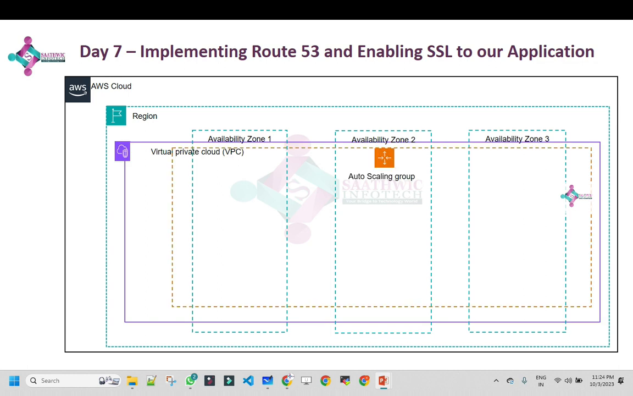So we have a VPC. This is one we added new. We added something called auto scaling group at region level. It's not specific to availability zone. Can you guess why?